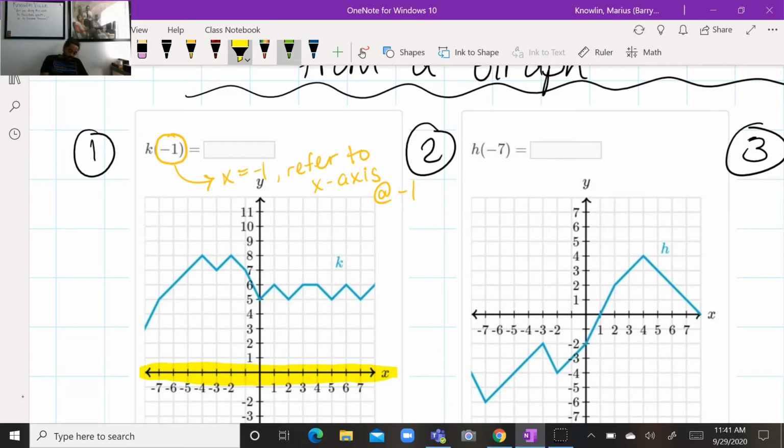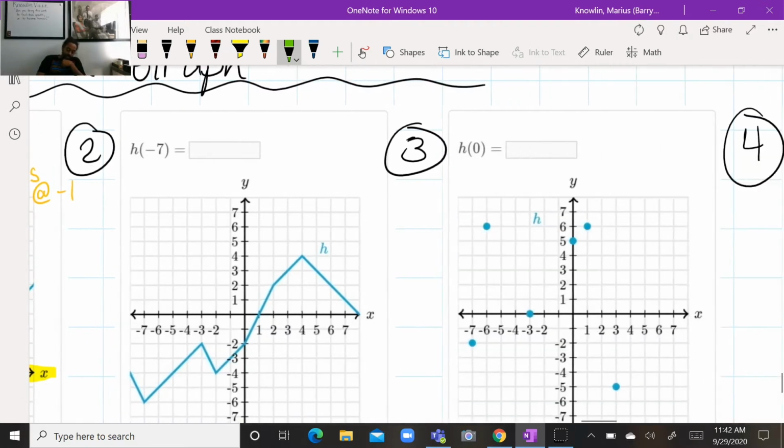Now, we want to locate -1. So on the x-axis, -1 would be right here. Alright? So here's -1 on the x-axis. We want to know what y is on the k function. So we need to go up to the graph, right here where it meets. And I go over to the y-axis, and that tells me that it's 7. So when x is -1, y equals 7. That would be our final answer here.